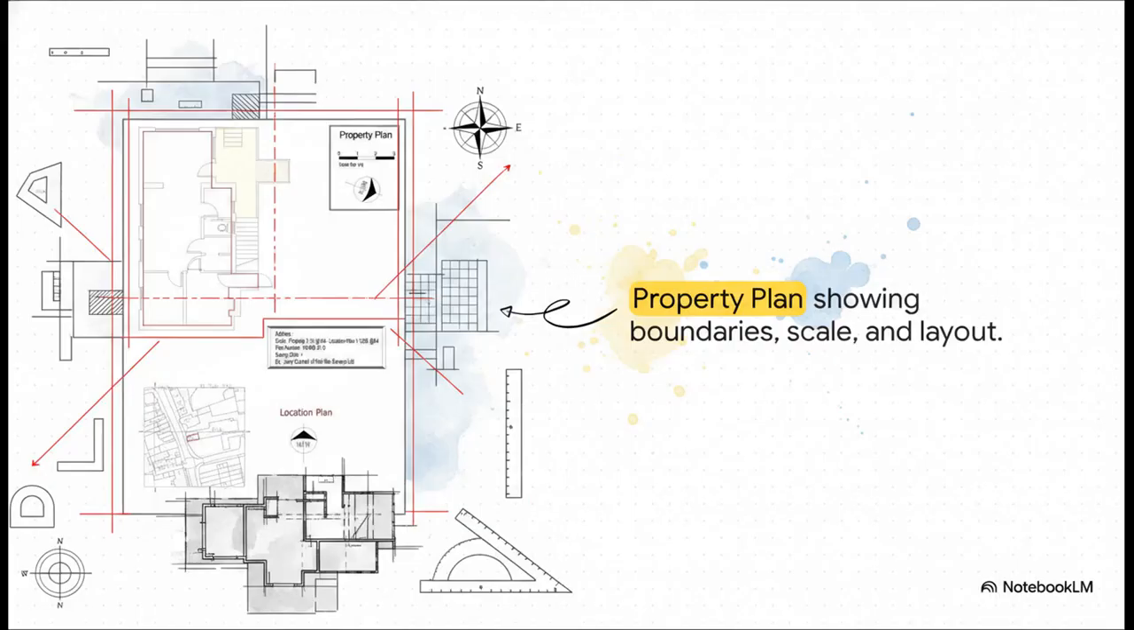Take a look at those sharp red boundary lines mapped out here. You can clearly see the property plan, the scale bar, and the precise layout of the whole space. It acts as a definitive map, making sure that before a single drop of concrete is poured for the foundation, the builders know the exact mathematical constraints of the plot they're working on.